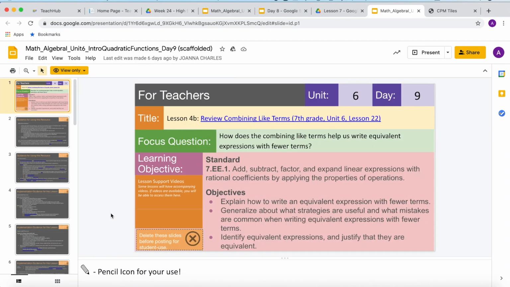Unit 6, Day 9, Lesson 4B, Review Combining Like Terms. So just like Lesson Day 8, Day 9 is a review of a 7th grade standard, 7.EE.1. And again, this lesson is going to be super critical for students' understanding once we start working with polynomials and we're adding and subtracting terms in polynomials. So we want students to have that solid understanding right now.